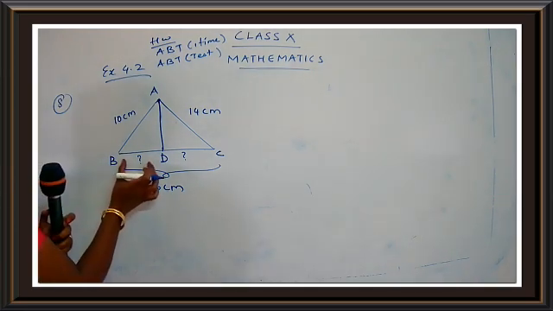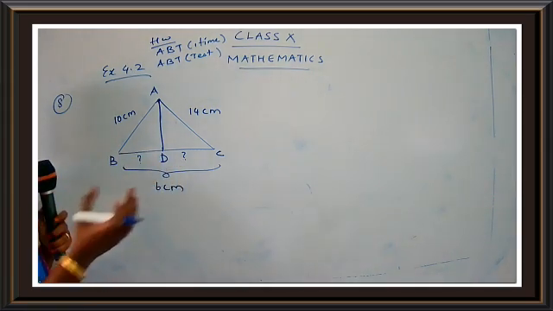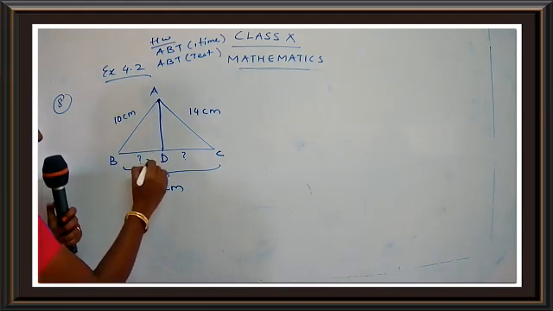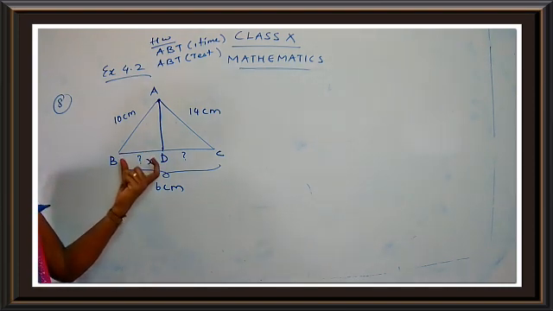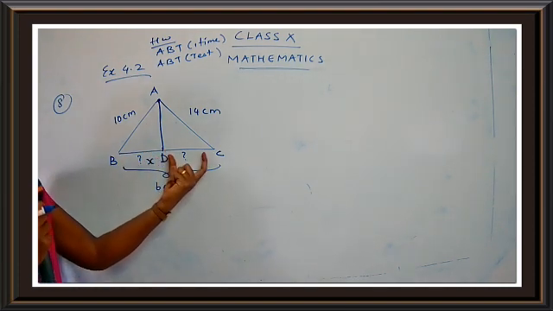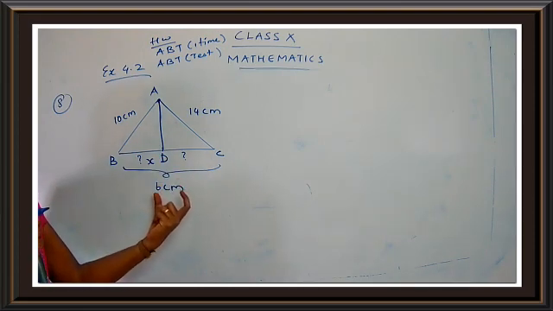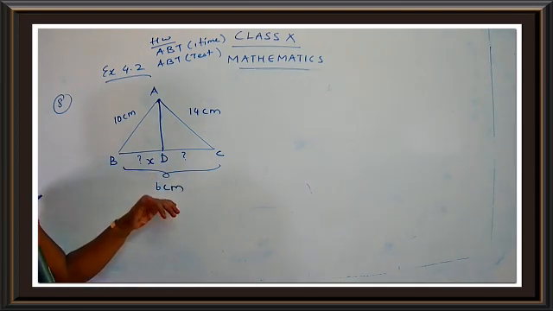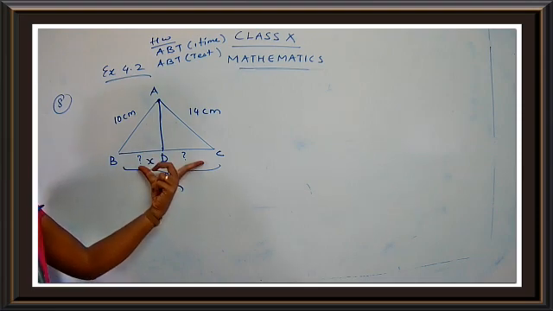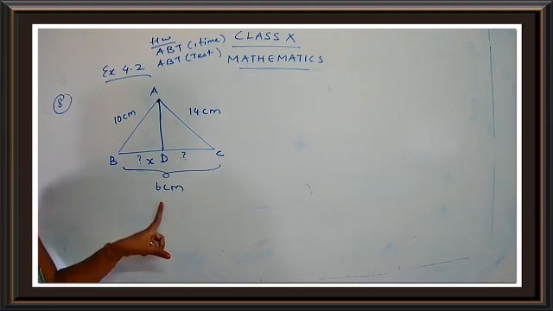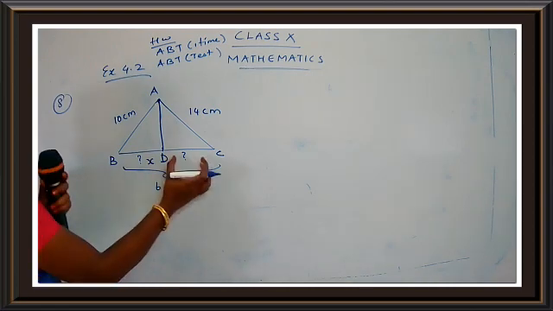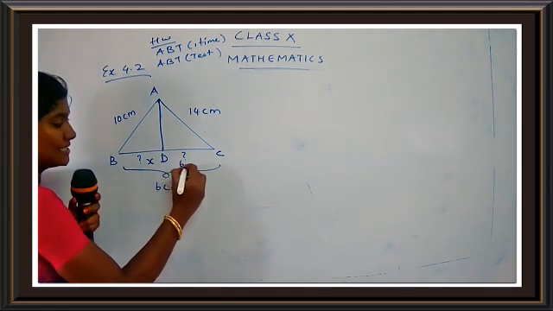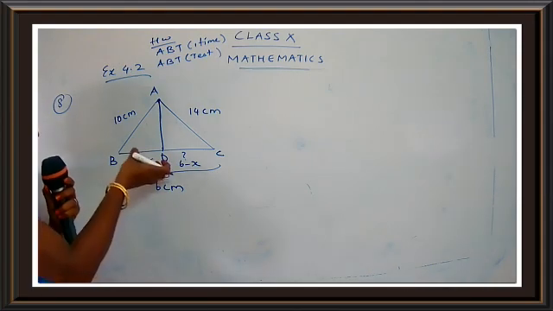So first of all, we cannot find two unknown things, children. So what I do is, I take BD as X. If BD is X, what will be the measure of CD, children? Already we have done this type of sum in this lesson only, yes, children? The whole BC is 6 centimeter. From 6 centimeter, the BD measures X centimeter. So if BD measures X centimeter, what will be the measure for DC? It will be 6 minus X.